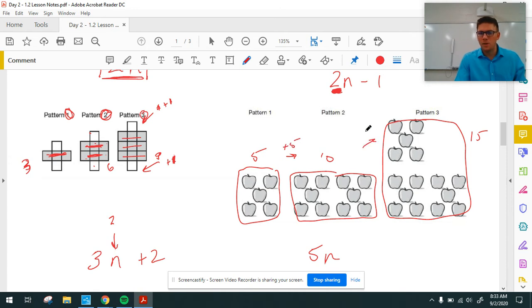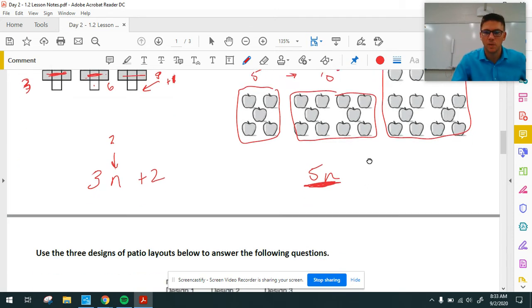5 added from one to the next. So it's linear. It's a constant relationship. And from 1 to 5, you multiply by 5. From 2 to 10, multiply by 5. 3 to 15, multiply by 5. Okay, let's move to the next one.